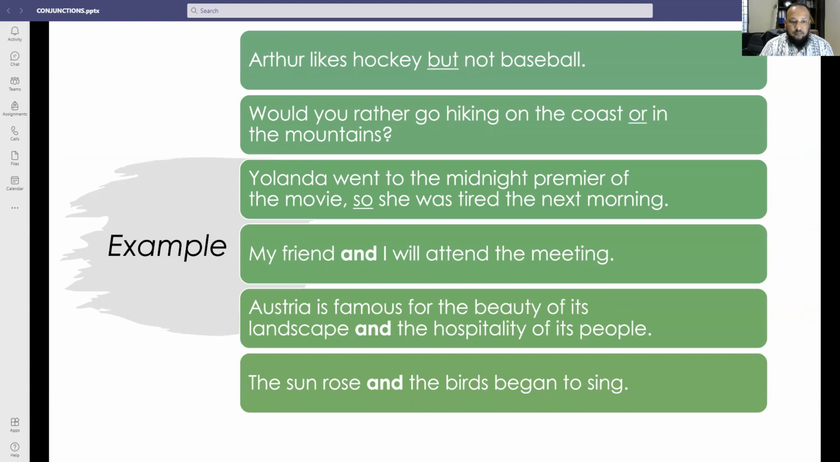Yola went to the midnight premiere of the movie, so she was tired the next morning. अब देखें कि किस तरह से वो sentence को जोड़ रहे हैं. वहां पर गए इसलिए वो थकी हुई है. So so performs the function of coordinate conjunction. My friend and I will attend the meeting. And performs the function of conjunction. Two more examples of and are given over there. You can read them for convenience.